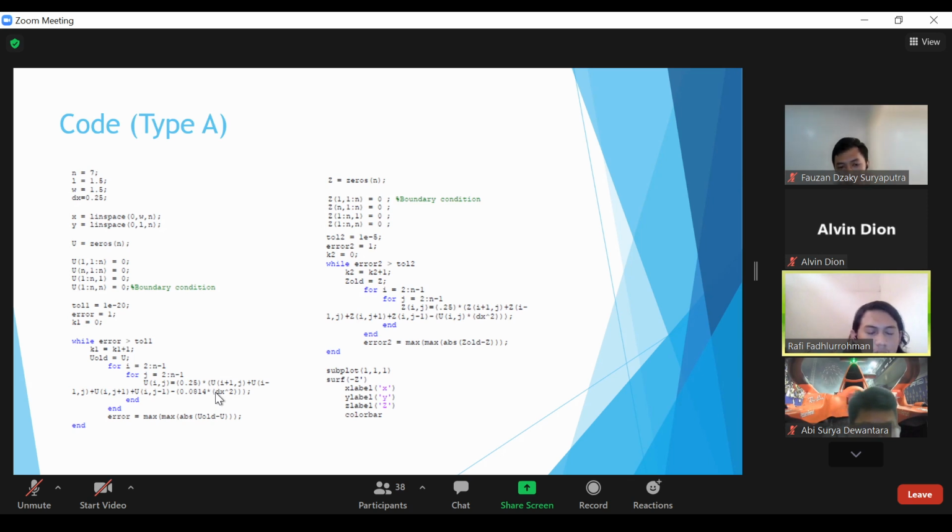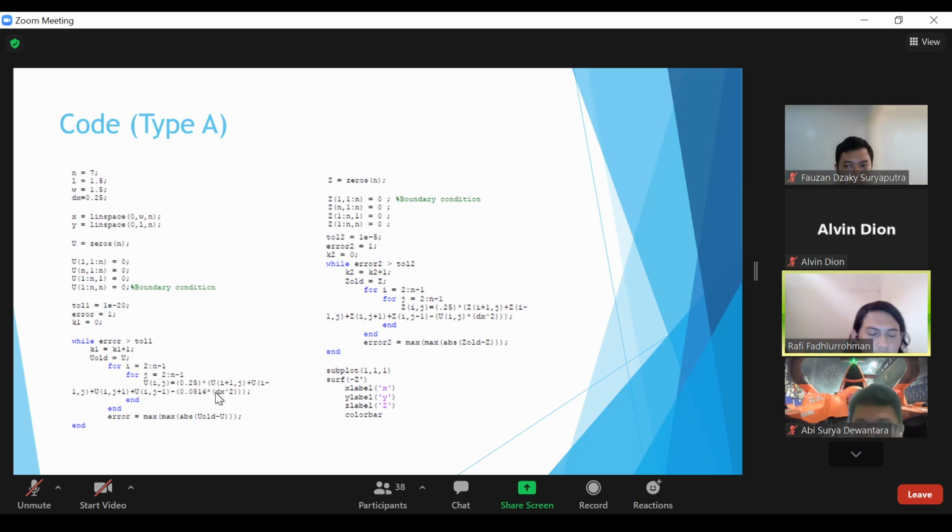Okay, and then we set the boundary condition, which is we know that the problem has a simply supported beam. That means there is no deflection at its side. So we define that its side has zero deflection, as shown by the code.